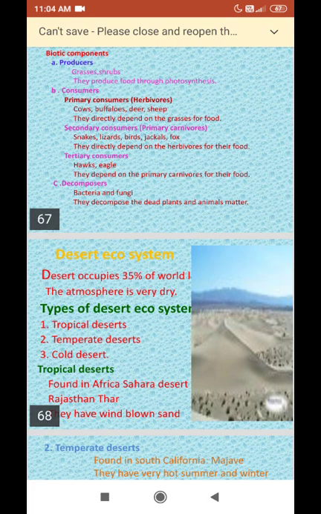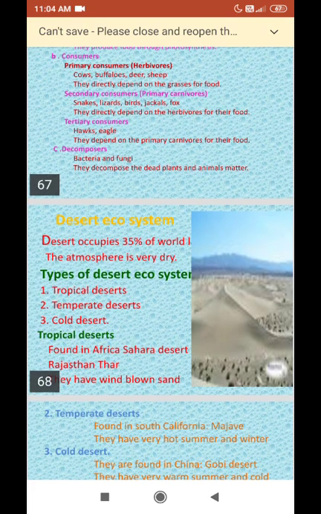And then the last one is the decomposer. For decomposers, bacteria and fungi are examples. They decompose dead plant and animal matter, and they get food from that.